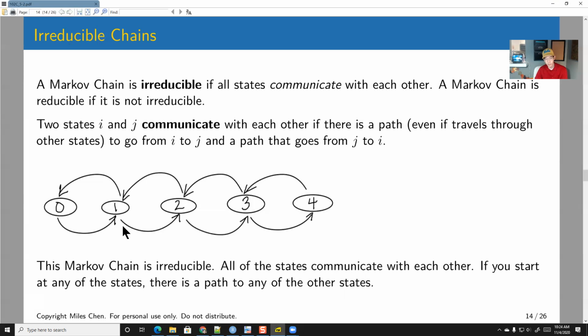And if you look at all 5 of these states, all of the states communicate with each other. 4 can reach 3, can reach 2, can reach 1, can reach 0, and 0 can reach 1, 2, 3, and 4. No matter where you start, if you need to end up over here, you can do it. So all the states communicate with each other. If you start at any of the states, there is a way to get to all of the other states. So this is an irreducible chain.